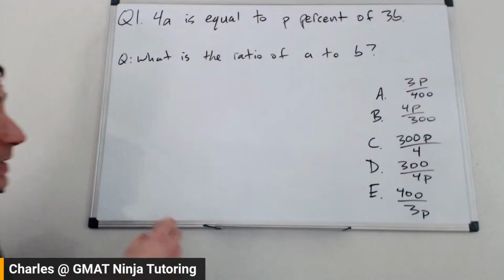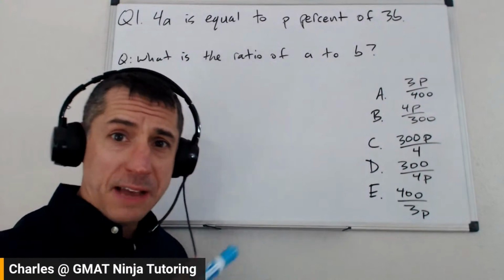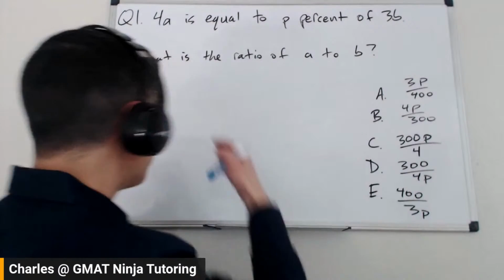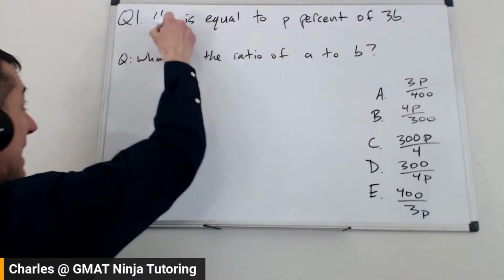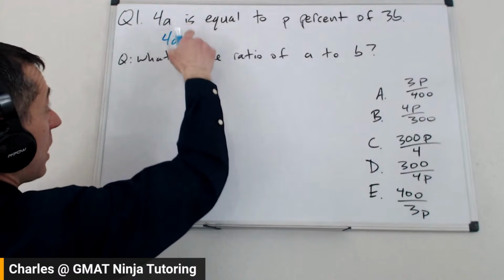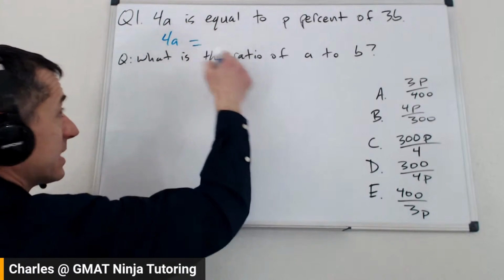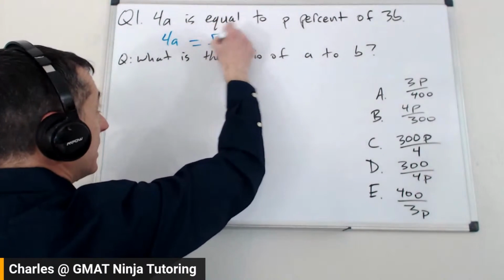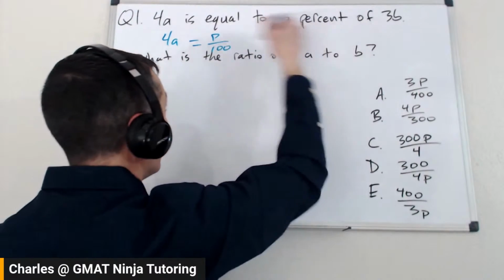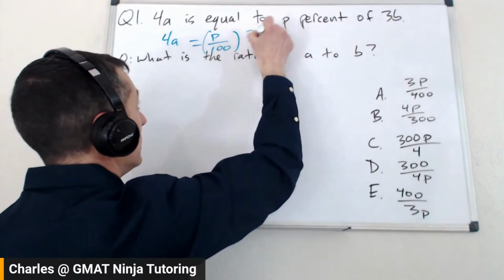4a is equal to p% of 3b. Feels opaque. I have no idea what this means. It doesn't mean anything to me, but hey, I can go word for word and turn this into a nice little pretty piece of algebra. 4a is equal to, that's an equal sign, p%. Again, percent's always out of 100, of 3b, times 3b.